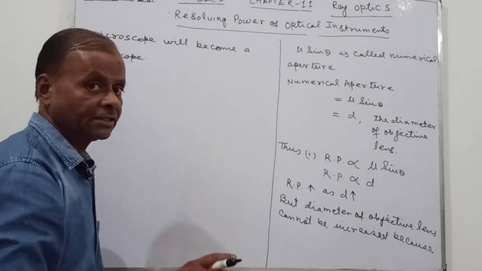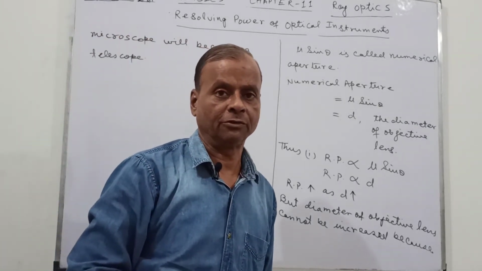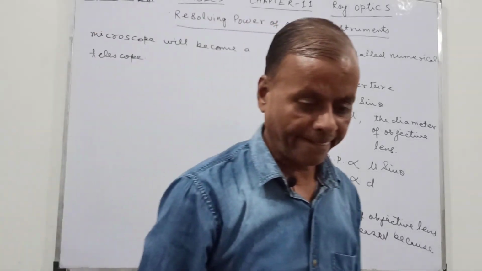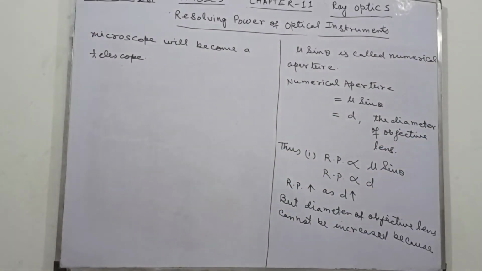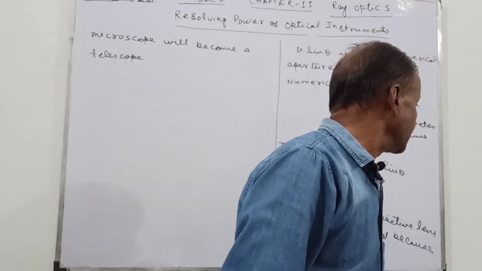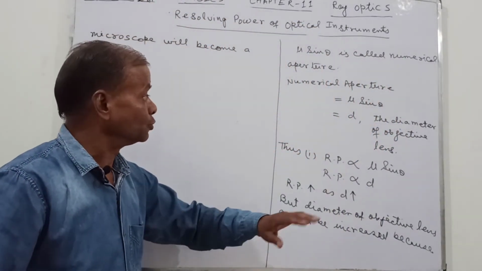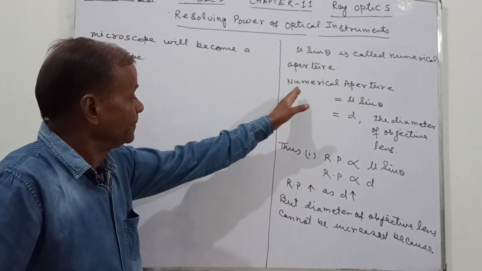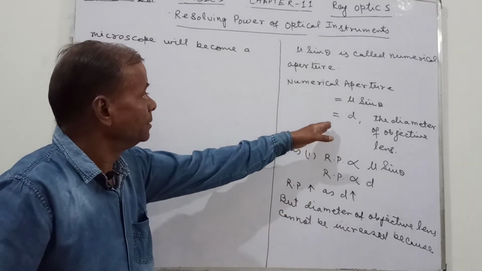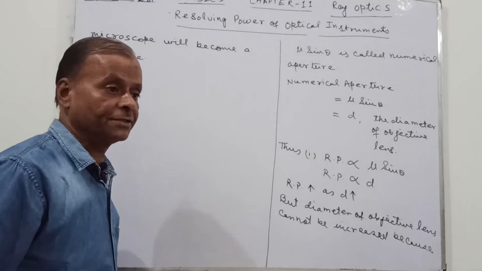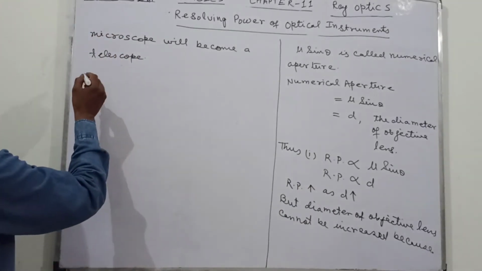So this we do not want, that the microscope gets converted into a telescope. It means that the only thing is that this d cannot be increased. So the only thing is the lambda. So if we decrease the lambda, then we can increase the resolving power.